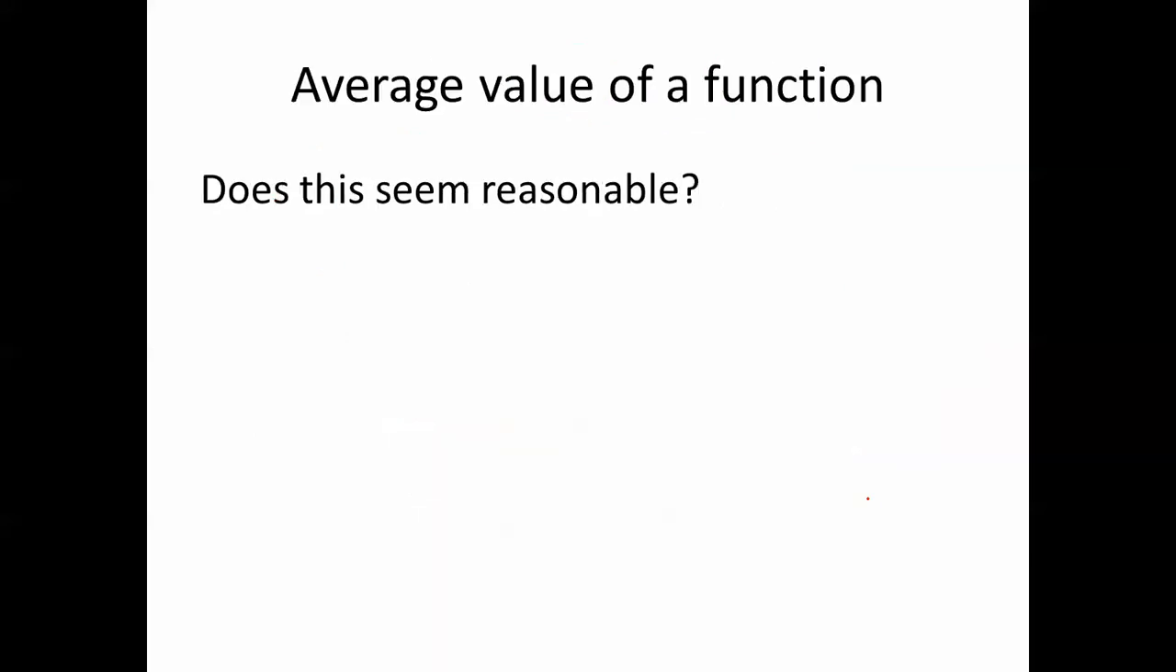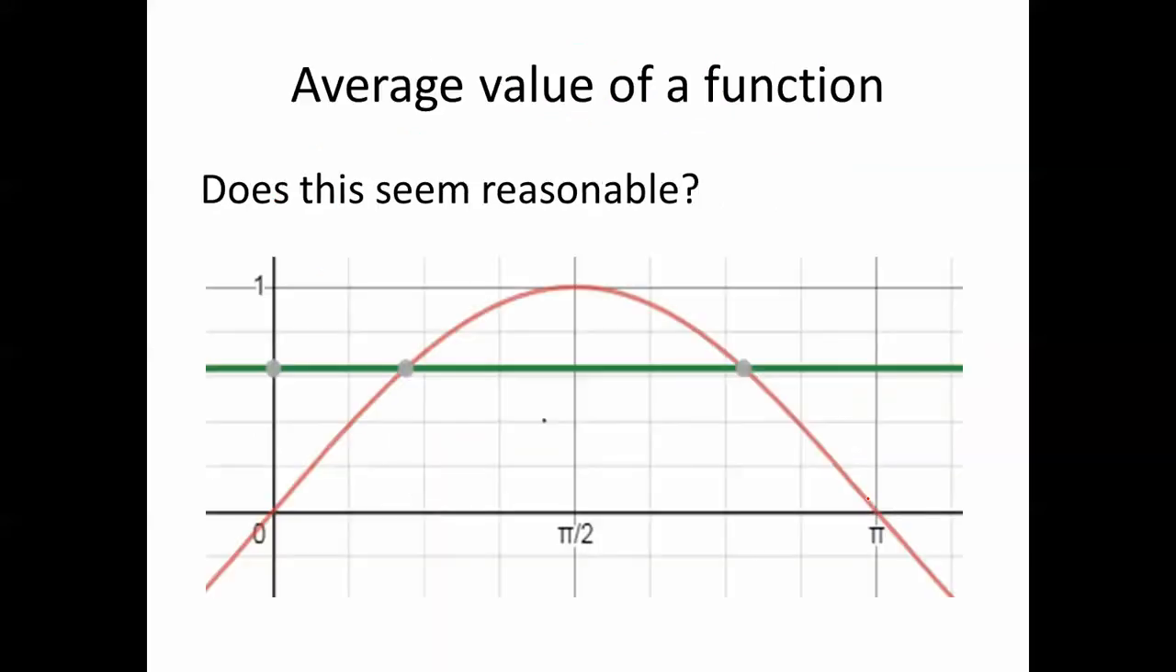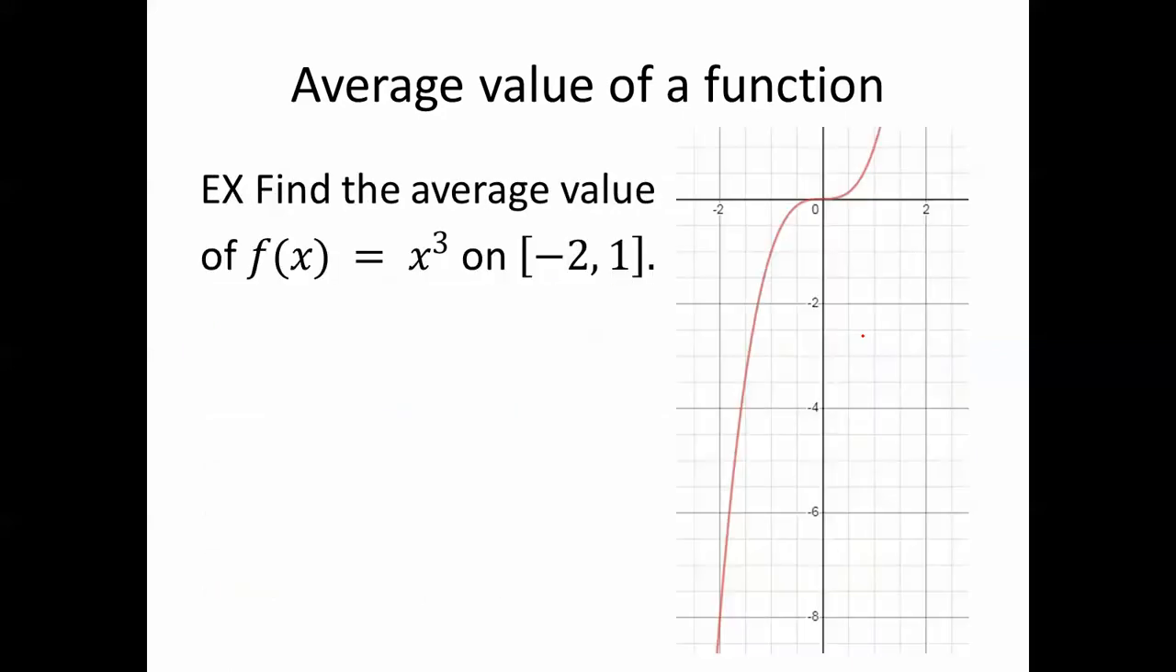Does this seem reasonable? Here's the way the book looks at it. I'm not sure how helpful it is, but this is the graph of y equals 2 over pi. Does it seem reasonable that the average value of this function would be about 2 over pi? Yeah, I guess so. I guess on average the height of the function is 2 over pi. That seems reasonable.